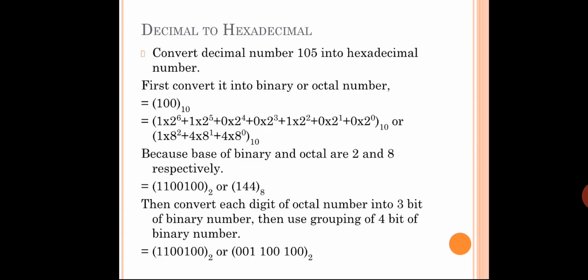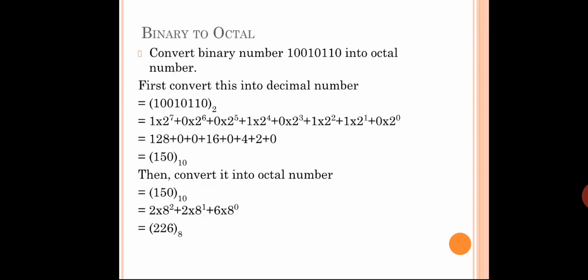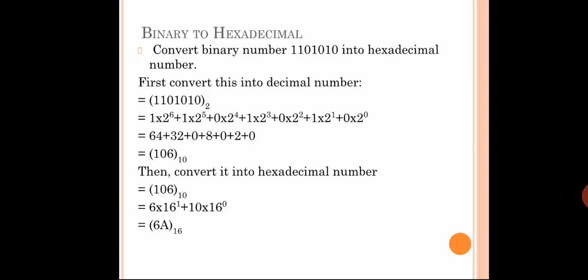From binary, after converting binary, categorize all the binary bits into 4 parts, and ultimately you can get the actual value. Now what is A? Why is it 6A? A is nothing but 10, isn't it? In hexadecimal, 0 to 9 will be the same. 10 will be A, 11 will be B, 12 will be C, up to 15 will be F. Up to F you can represent.